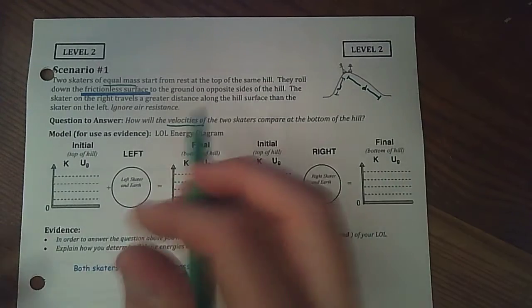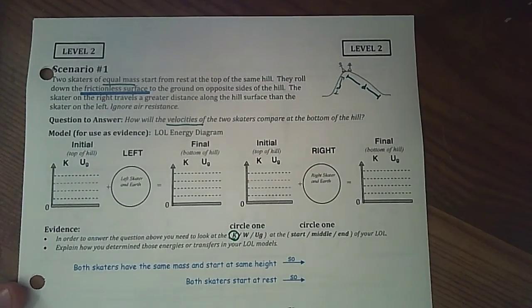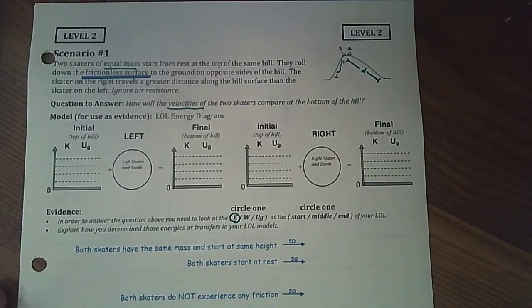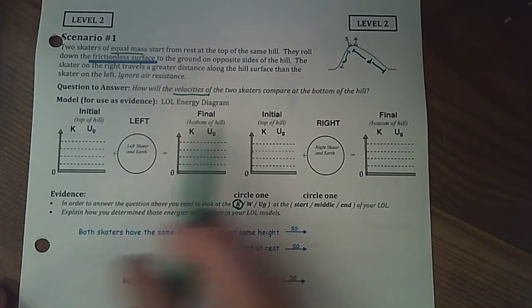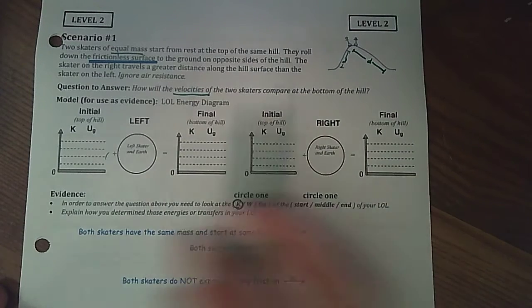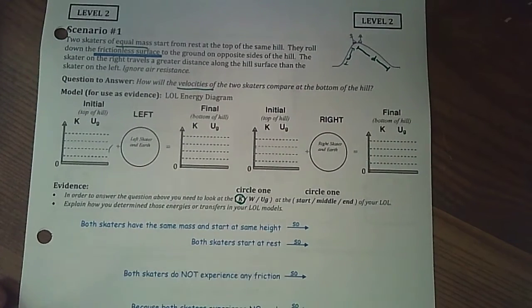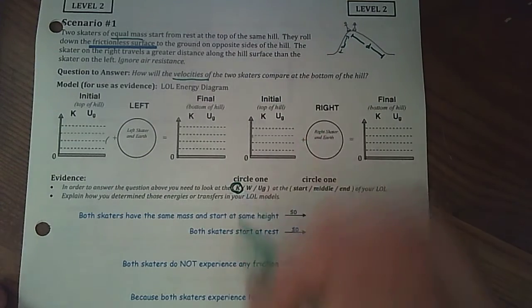All right. So the question is, how do the velocities of the two skaters compare at the bottom of the hill? Now, one thing I want to be aware of is that none of these things directly talk about height or velocity. They talk about energies. So I want to think about, at the end of the day, what energy am I going to talk about? That's going to answer my question about velocity. Well, that's going to be kinetic energy.